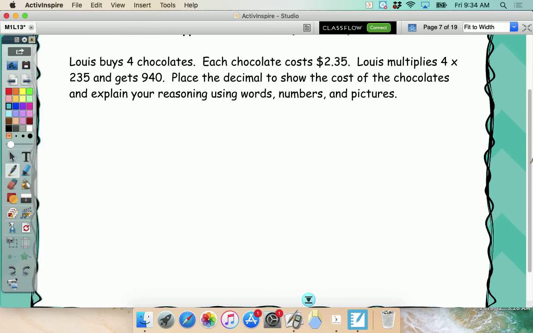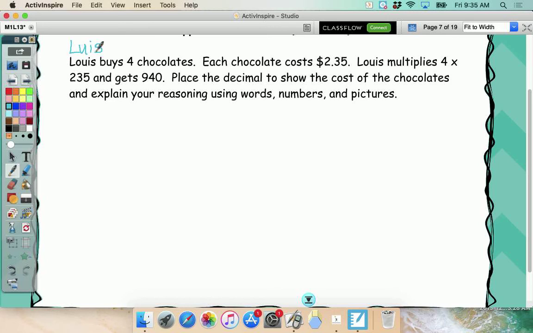Okay, so this says Louis buys 4 chocolates. It's not Luis. We talked about this in block 1. Luis is spelled like this. So we're pretty sure this is Louis, okay? Buys 4 chocolates. Each chocolate costs $2.35. I'm thinking he's at a fancy chocolate store. What do you think? Or he's buying king-size candy bars, something like that, okay? Because that's pretty expensive for 1 chocolate.